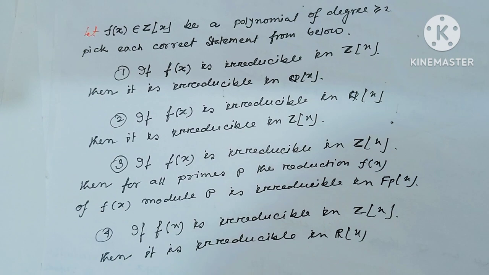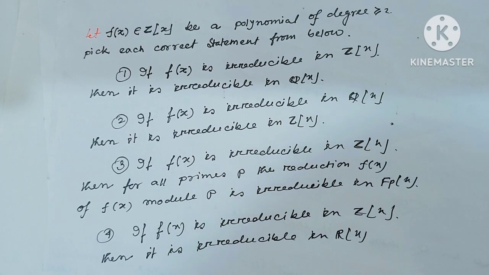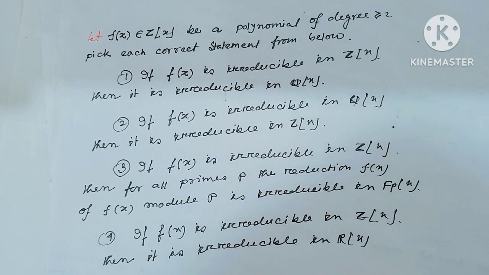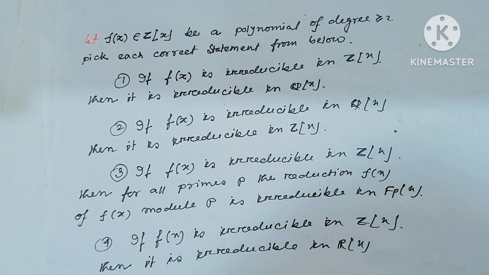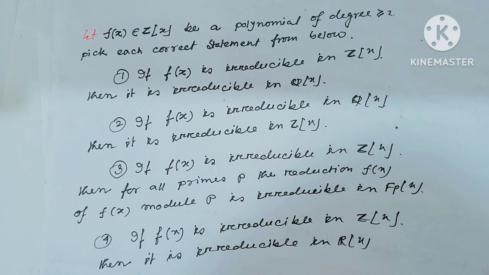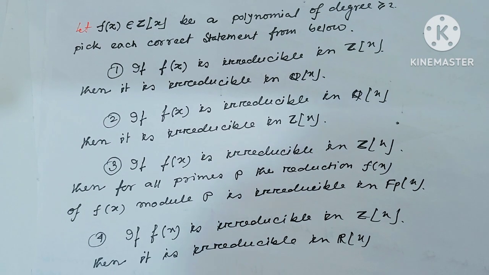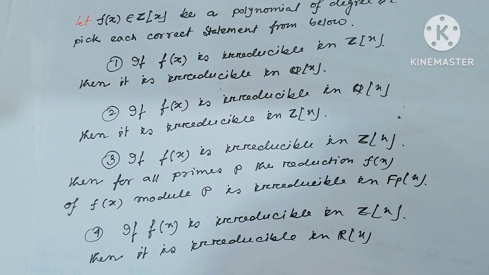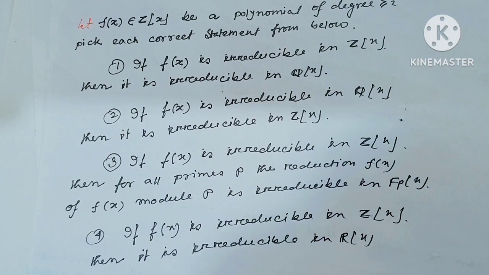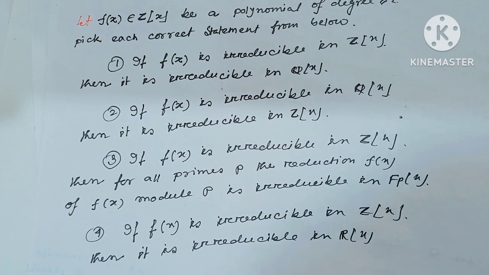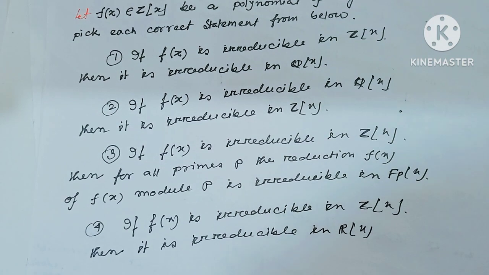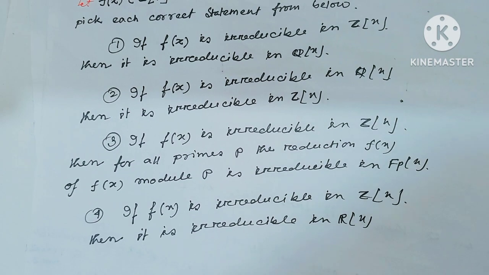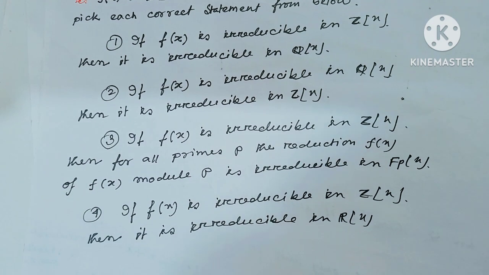The example is: if f(x) in Z[x] is a polynomial of degree greater than or equal to 2, then pick each correct statement from below. 1. If f(x) is irreducible in Z[x], then it is irreducible in Q[x]. 2. If f(x) is irreducible in Q[x], then it is irreducible in Z[x]. 3. If f(x) is irreducible in Z[x], then for all primes p, the reduction f-bar(x) of f(x) modulo p is irreducible in Fp[x]. 4. If f(x) is irreducible in Z[x], then it is irreducible in R[x].